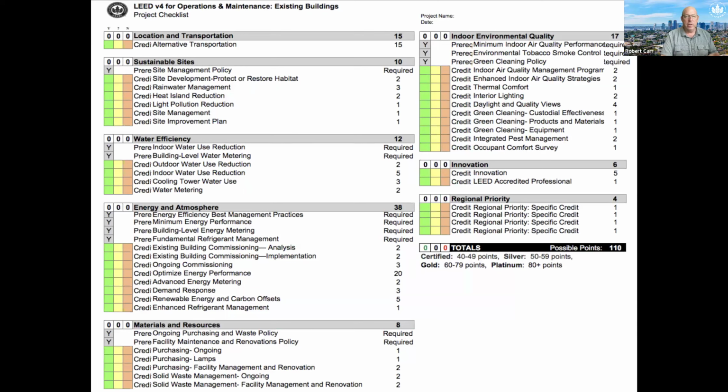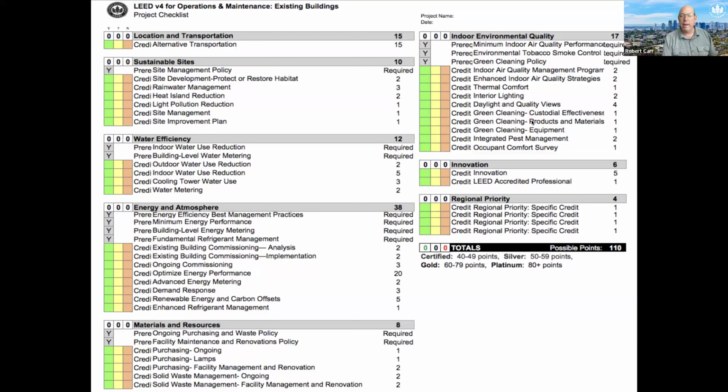Again, you can see that there are many credit categories and the credits within them that you can go for. We're going to talk more about this, but prerequisites are ones that you have to meet, and then the credit categories are the ones that you can go for. And again, some credit categories are heavily weighted, like energy performance and transportation, local and alternate transportation, that sort of thing. Those are the ones that have the most impact.